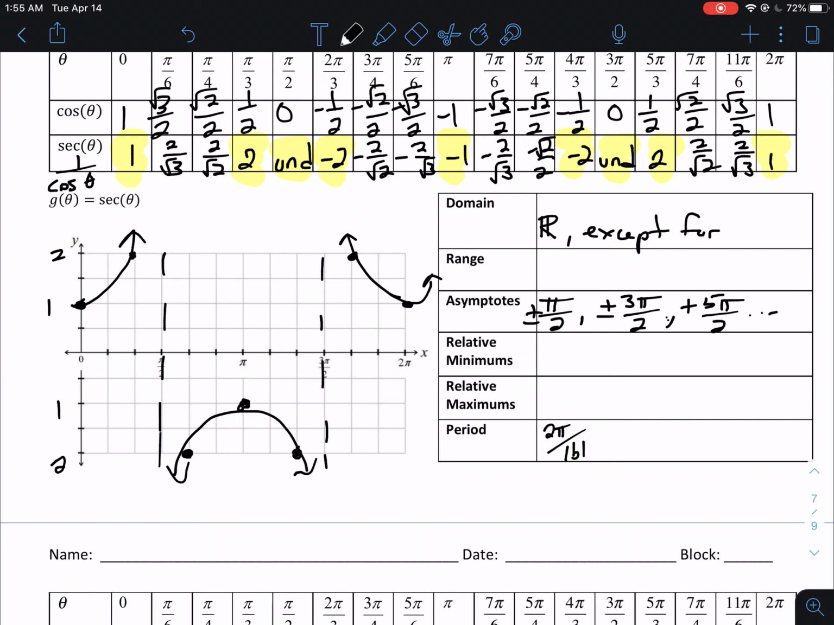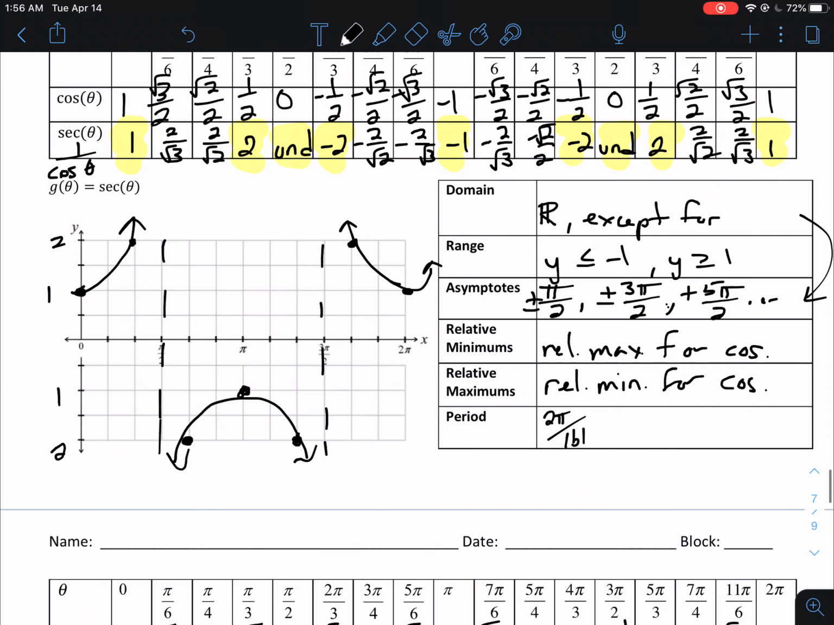And so what I'll just say for domain is all real numbers except for what your asymptotes are here. Notice the range, though, is going to be the same. So y can be less than or equal to negative 1. It can also be greater than or equal to positive 1. And then relative maximums are going to behave the same as they did for our secant graph, or cosecant graph, which is that your relative minimums were the relative maximums for our cosine curve, and the relative maximums come from the relative minimums for your cosine curve as well.